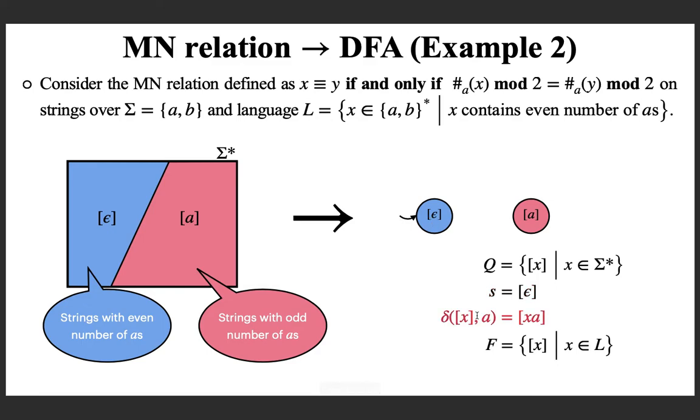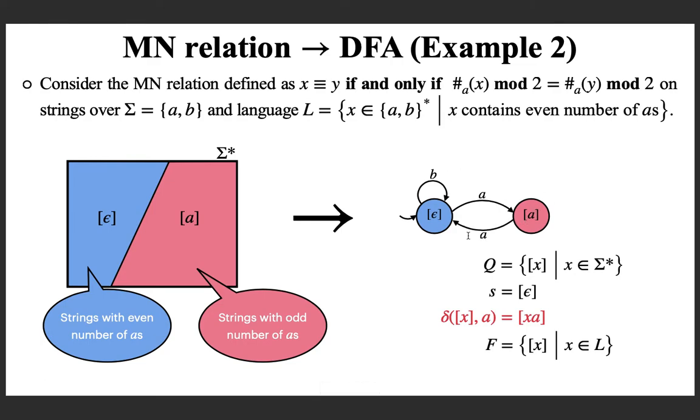Now coming to transitions, it is a definition. So you can easily see that from this state a transition will go to this state. Why? You can verify that epsilon concatenated with A is A itself, so the equivalence class for A. Now you can see that the B transition is staying back, because epsilon concatenated with B is the equivalence class for B, which is the same as the equivalence class for epsilon, because the number of A's in this string is 0 and the number of A's in this string is also 0. So when you divide it by 2, you will get the remainder as 0 for both the cases, and hence they both are in the same equivalence class, and that is why you are staying back.